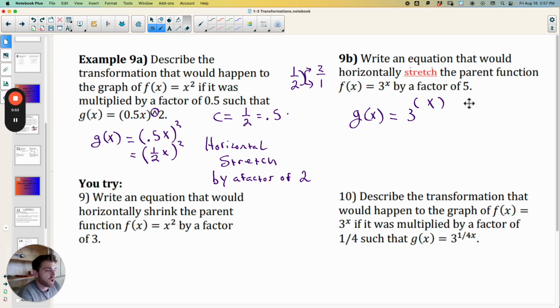So remember, think opposite day on the inside of those parentheses. So if you're stretching by 5, that means the number that goes in front of the x is going to be, because 5 starts as 5 over 1, so when you flip it and get the reciprocal, it should be 1 over 5. Okay?